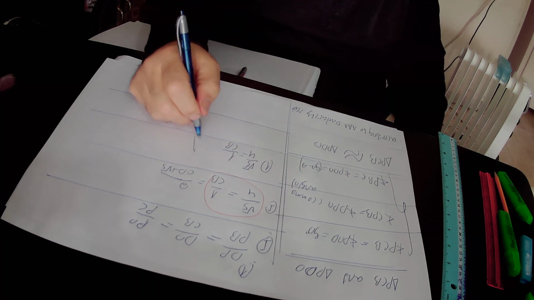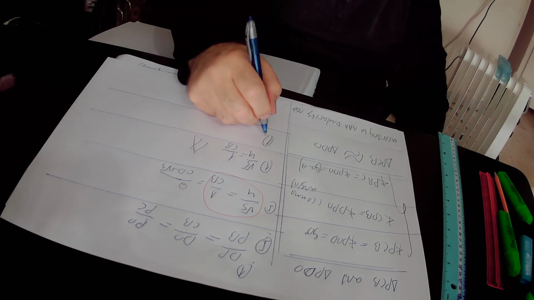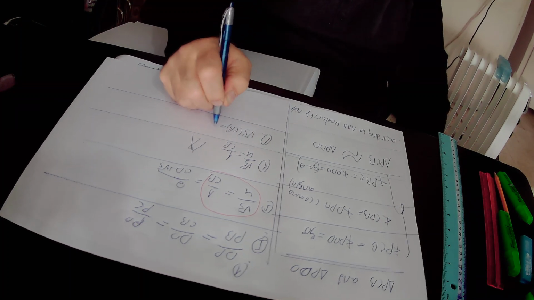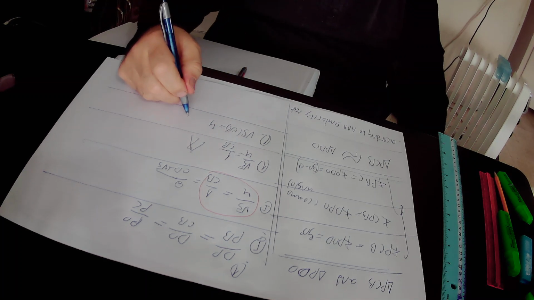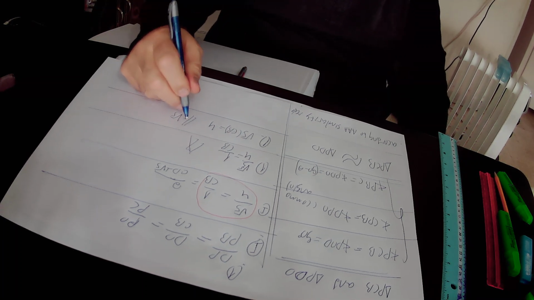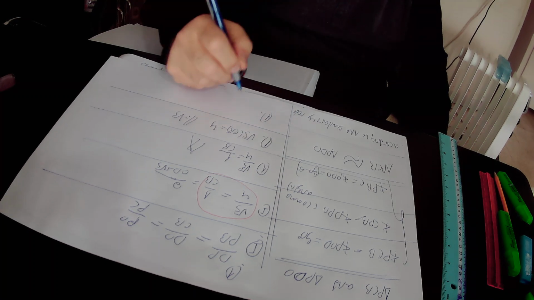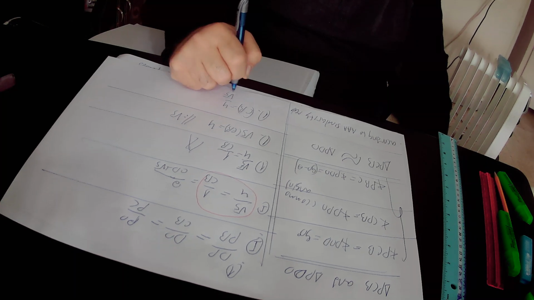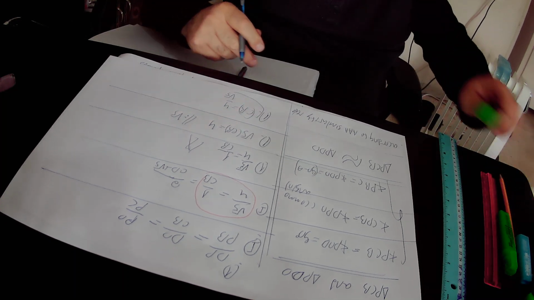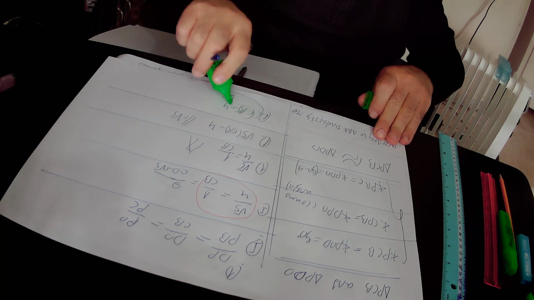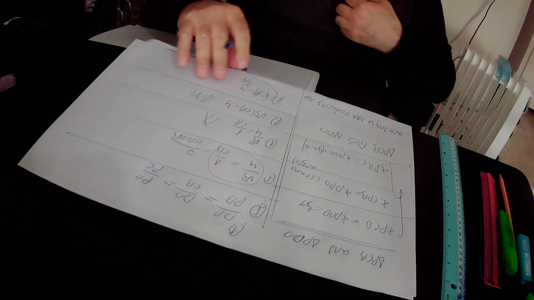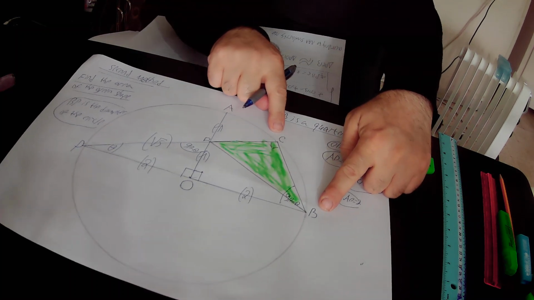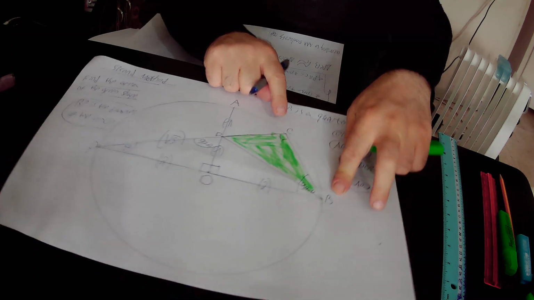Here we cross multiply equation 1, and we get that square root of 5 times CB equals 4. So here we divide this equation 1 by square root of 5, and finally get that CB equals 4 over square root of 5 units in its length. This is side CB, and it equals 4 over square root of 5 units.